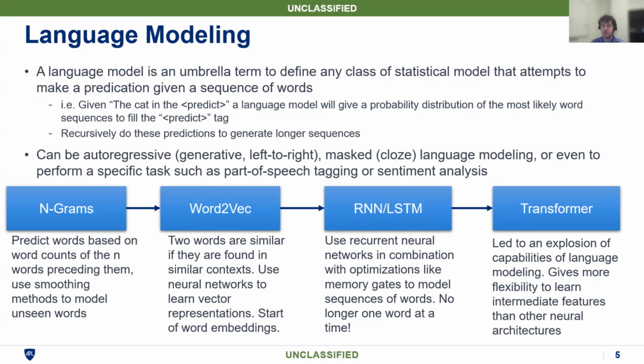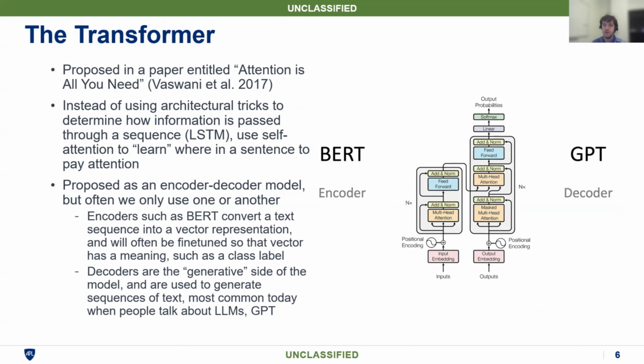And the reason is it has so much more flexibility to learn intermediate features. You're really putting a lot of trust in your optimization methods and saying, okay, as long as I give you the mechanisms you can learn features through, I trust you to use gradient backpropagation to learn those features. So to speak a little bit more on the transformer, it was proposed in a paper entitled "Attention is All You Need," and attention is by far the most important mechanism within the transformer.